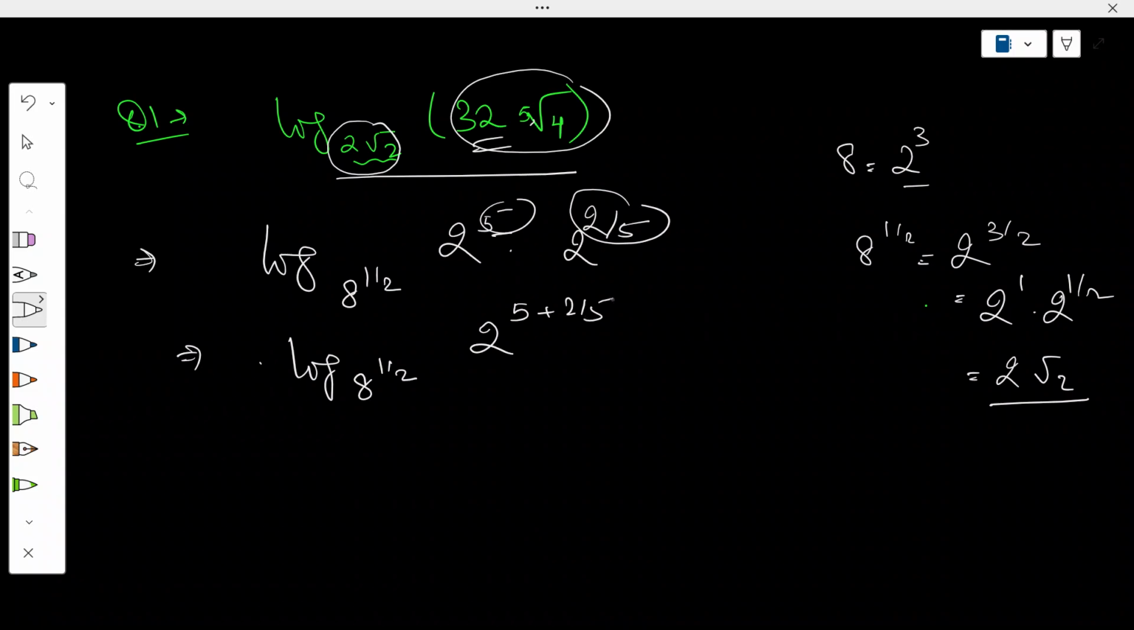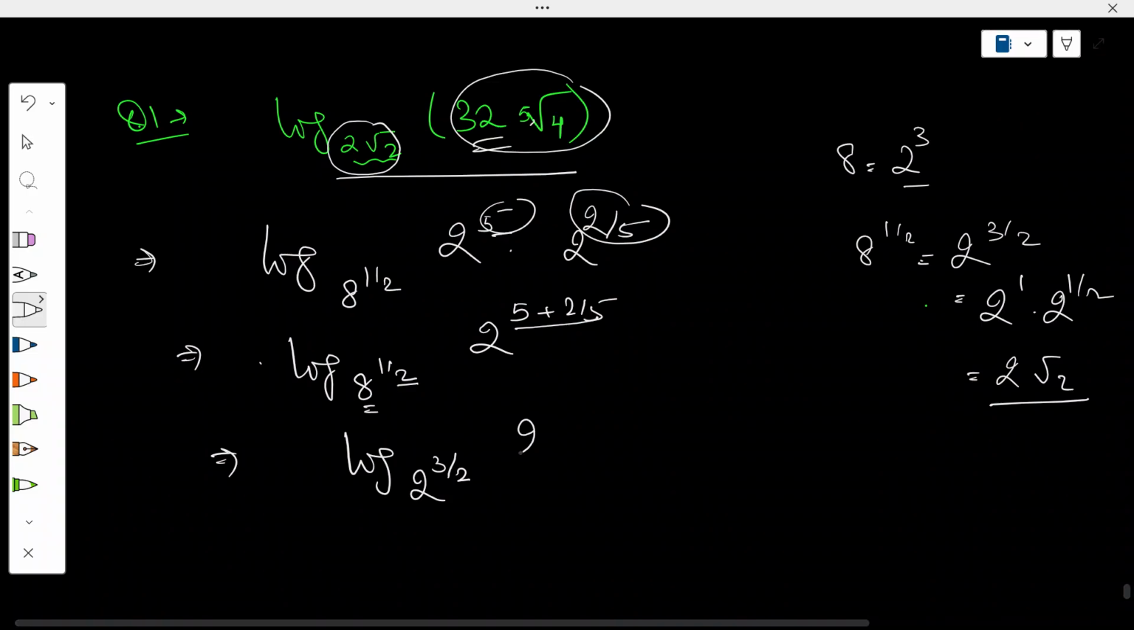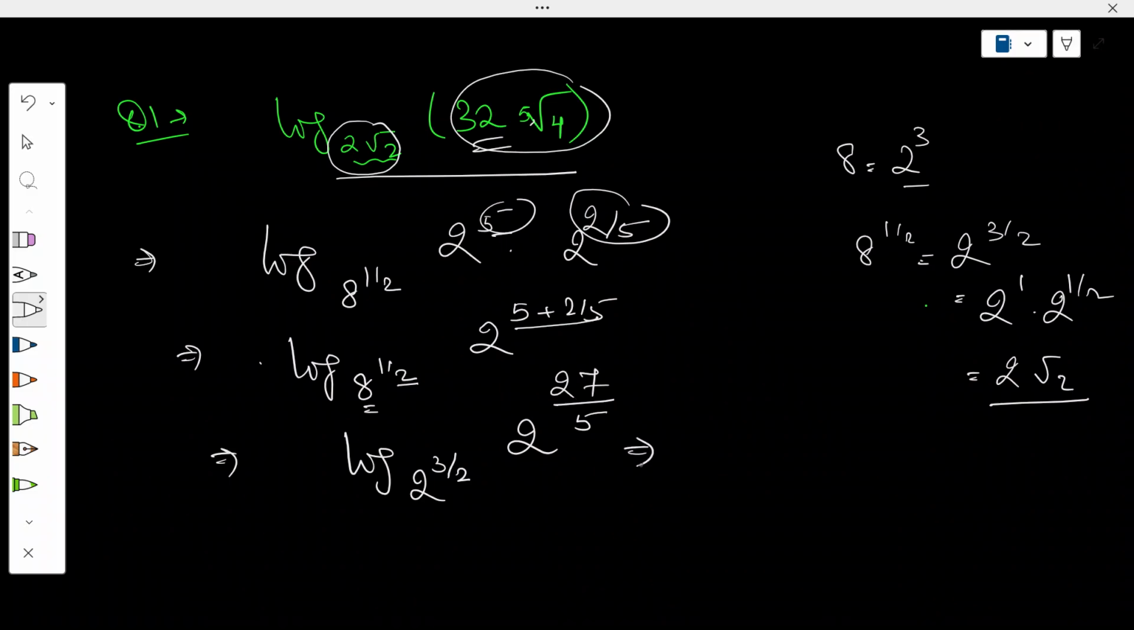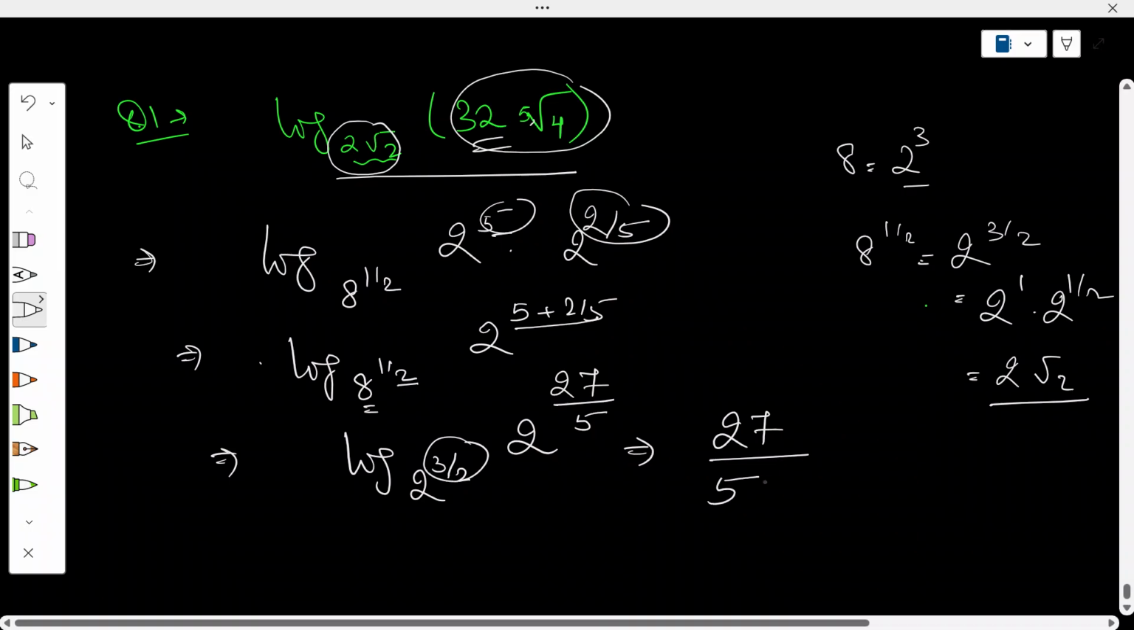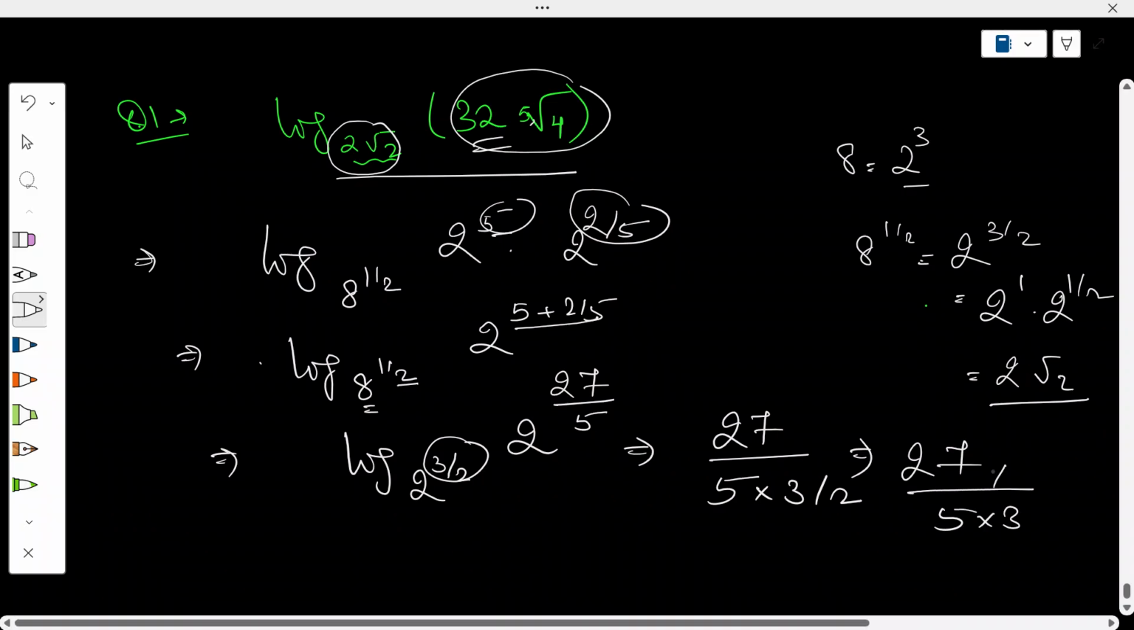So we can combine this. When the bases are same, powers can be added. So we can write 8 as 2 to the power 3 and multiply by half, and this as 2 to the power 5 plus 2 by 5. We can take the base common as 5, and 5 times 5 is 25, plus 2 is 27. So what our answer would be is 27 by 5, and this number will go into divide 3 by 2, which is equal to 27 by 5 into 2 by 3.